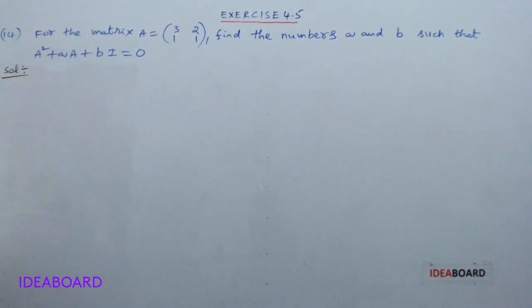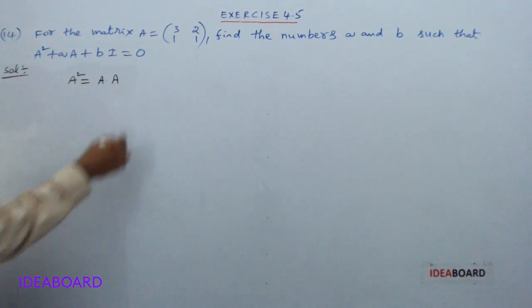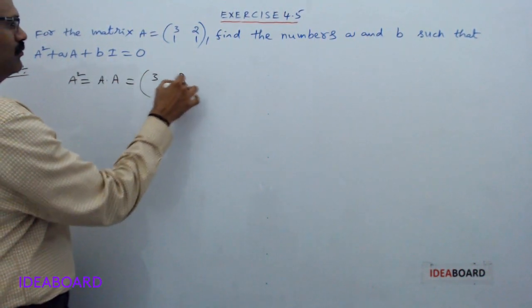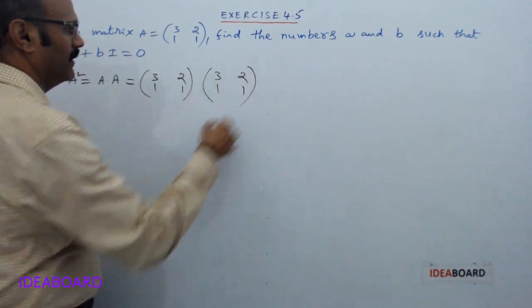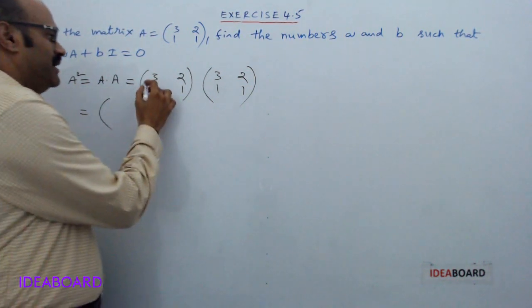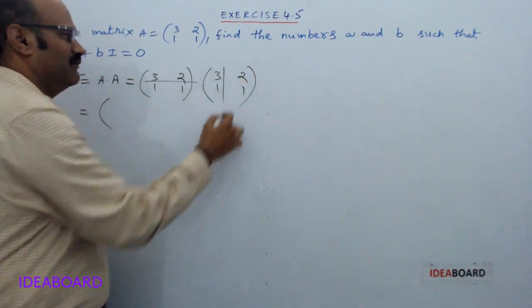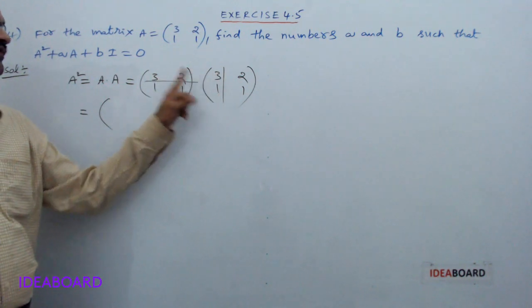Solution: A square means A into A, that is 3 2 1 1 into 3 2 1 1. Multiply these two matrices, first row into first column. Corresponding elements we have to multiply and then we have to add.